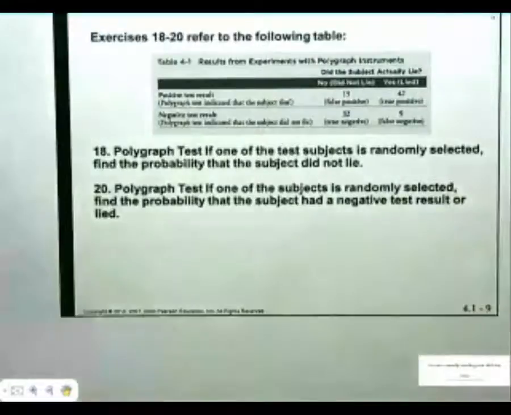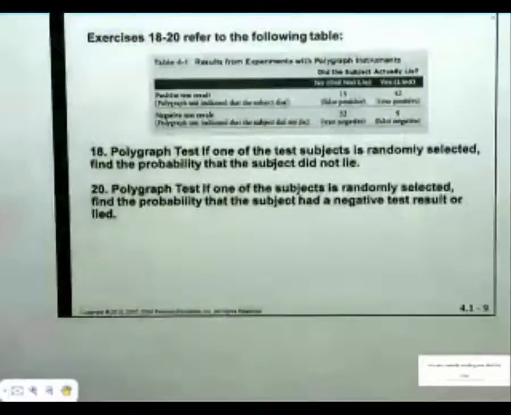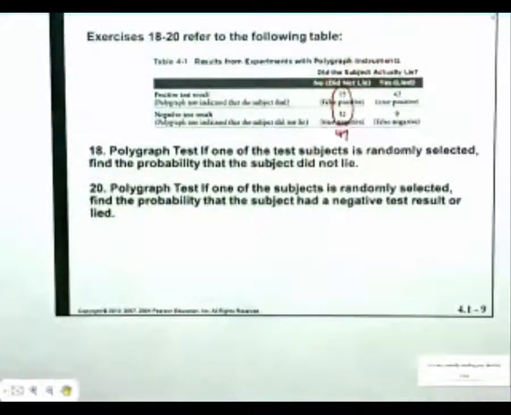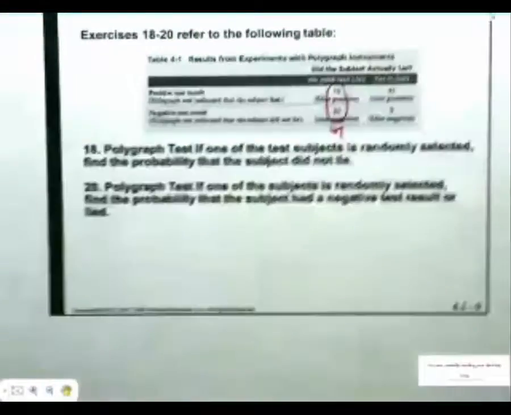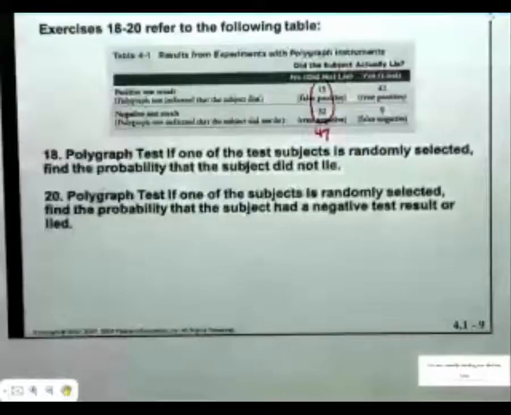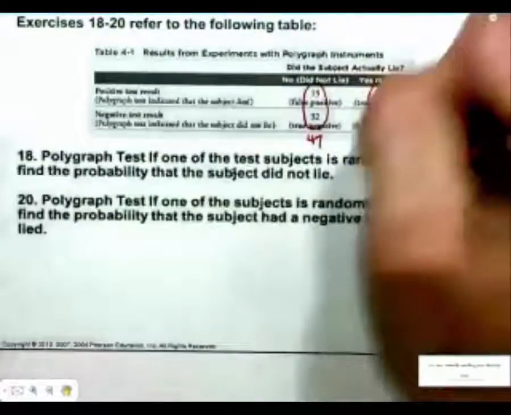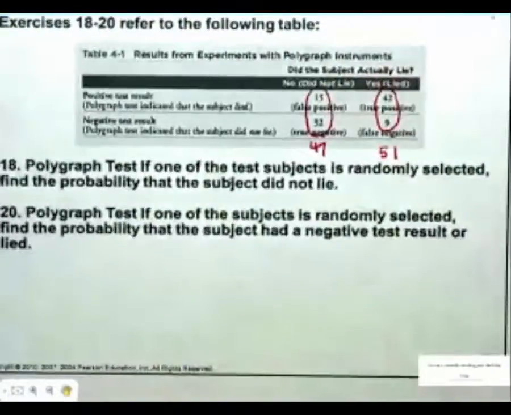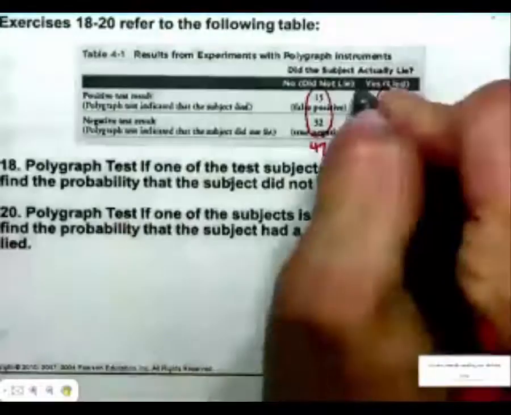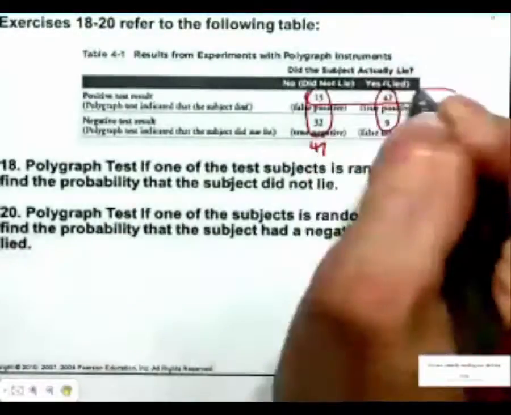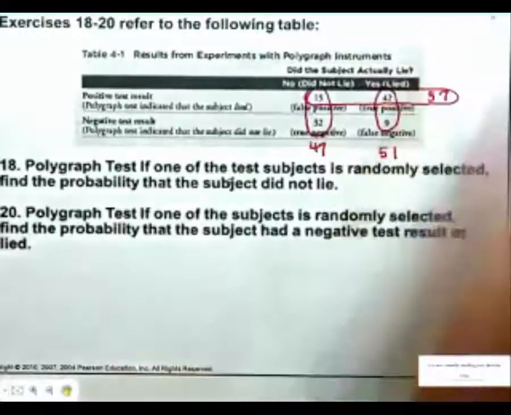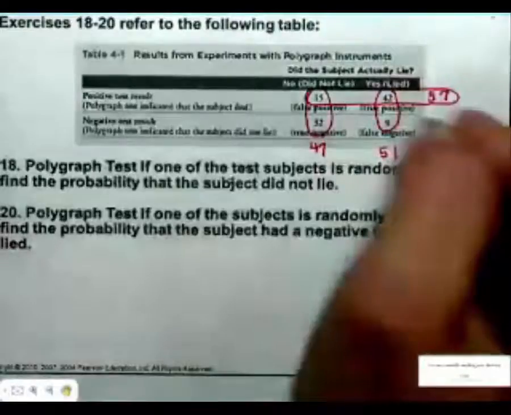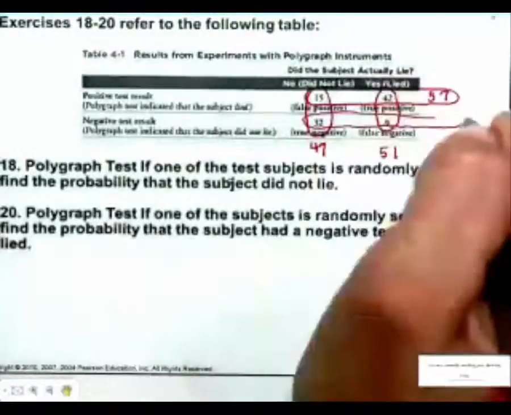If we're looking for the total number who did not lie, that would be these 47. If we were looking for the total number who did lie, it would be this 51. If I wanted the total number who tested positive, whether they were lying or not, it would be this 57. And if I wanted the total number who tested negative, whether they were lying or not, then that would be these 41.